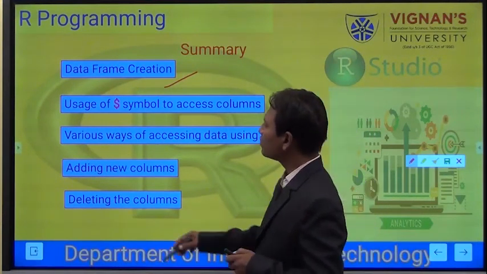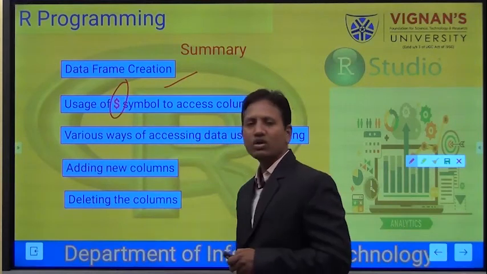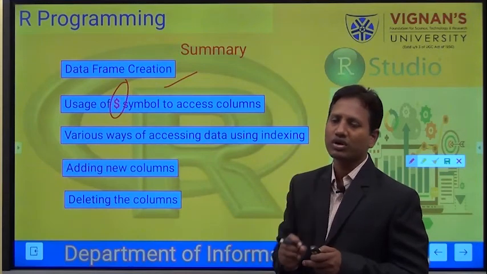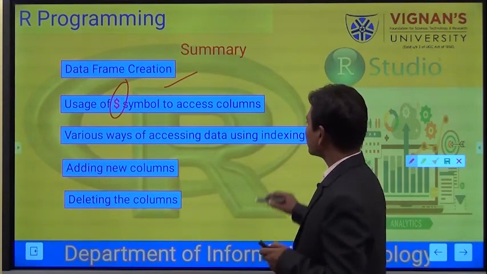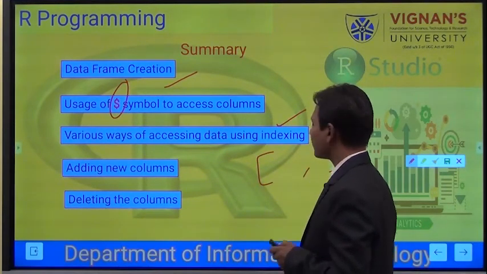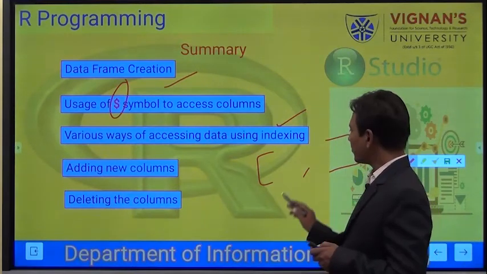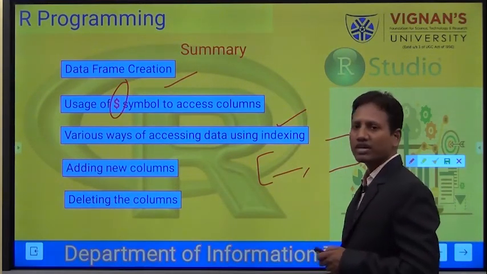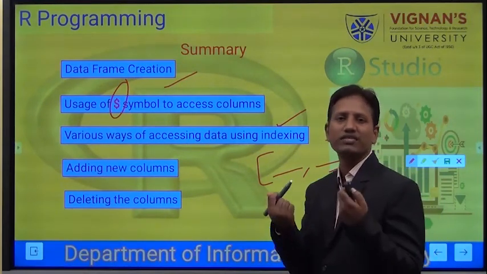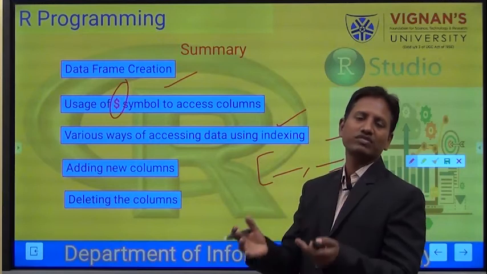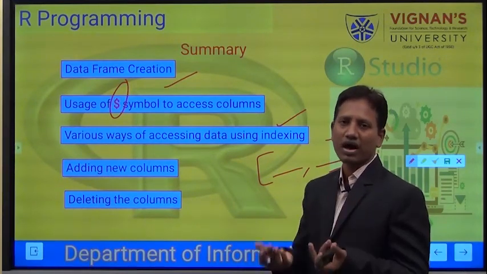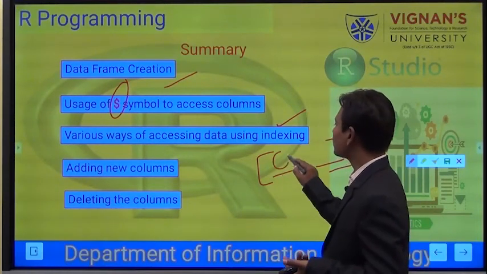And we have learned how to use the dollar symbol. The dollar symbol is used to identify one particular column. And for accessing the data, we have learned the indexing, this one we have to remember. Before the comma is row indexing, and after the comma is column indexing. If we leave it empty, it means we select all rows or all columns. And if you want to select a part, you have to give the index values here.